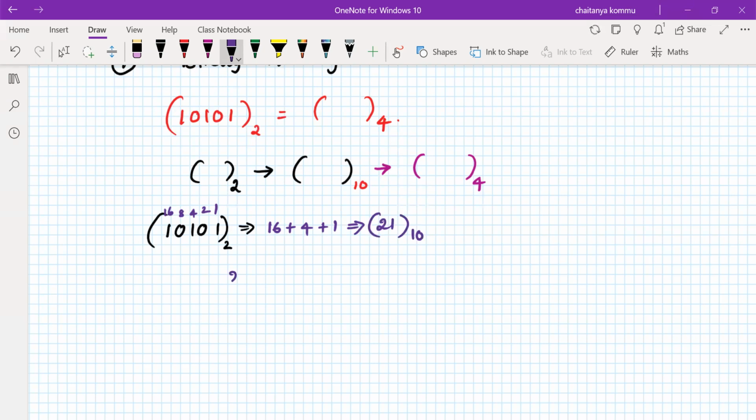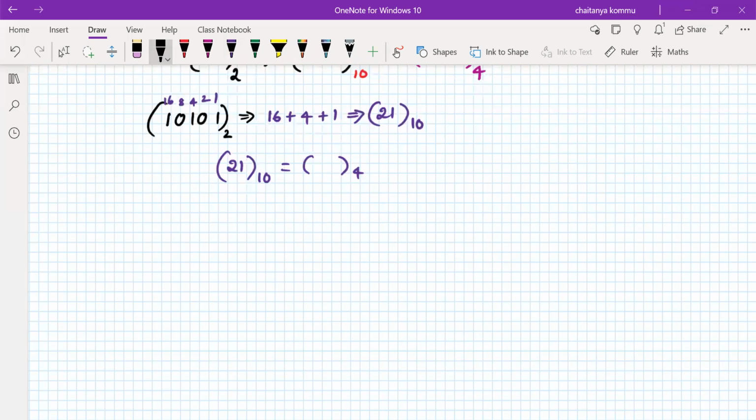Now we know that 21 base 10 is converted into radix 4. How do we do this one? Just by using the division method. So 21 divided by 4, what is the value? 5. 1 will be the remainder. So 4 ones are 4, 1 will be the remainder. So 4 zeros are 0, 1 will be the remainder. So its value is 1 1 1 base 4.